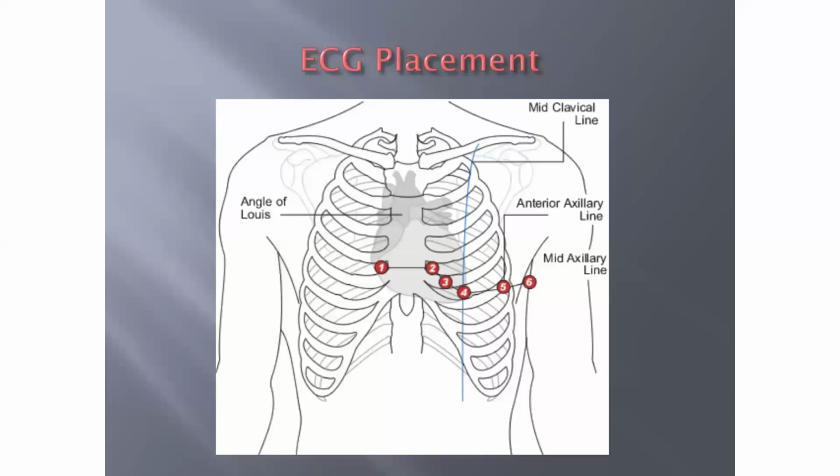Remember V1 is connected on the fourth intercostal space, right side of the sternum. Then lead 2 you connect on the same plane, fourth intercostal space on the left. Then you connect lead 4 on the mid-clavicular line. Then lead 3 becomes in between lead 2 and lead 4. And on the anterior axillary line, you connect your lead 5, and then you connect your lead 6.